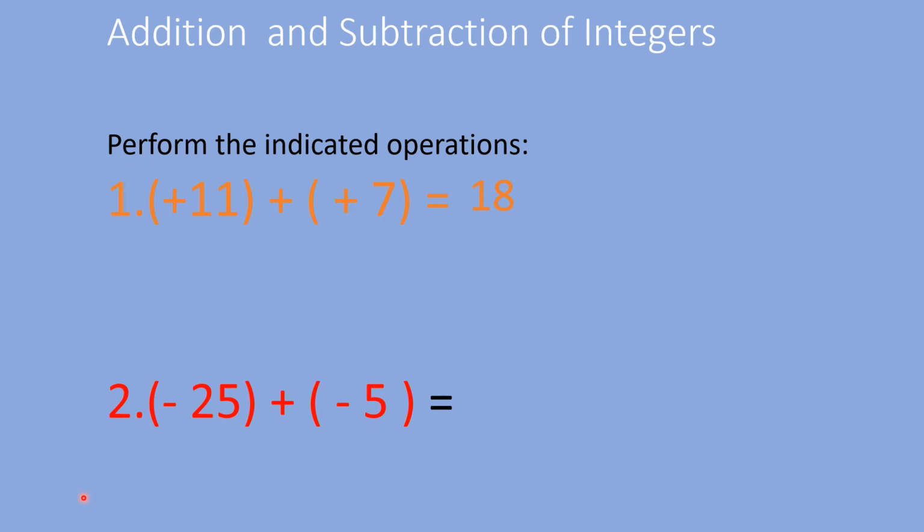Next, we have negative 25 plus negative 5. So again, the operation is addition. So now you are adding same sign, which means just add 25 plus 5, that's 30, and then copy their common sign, which is negative.